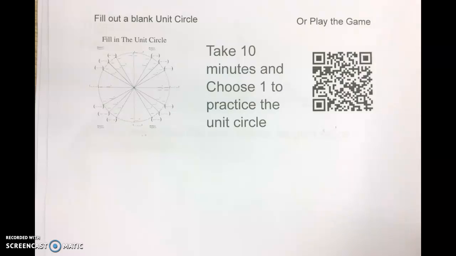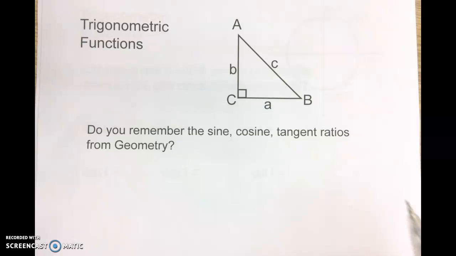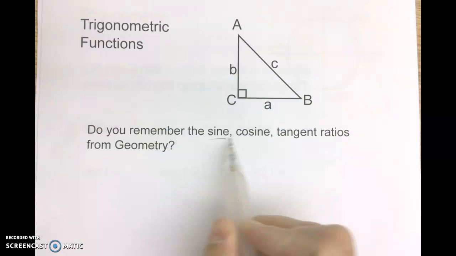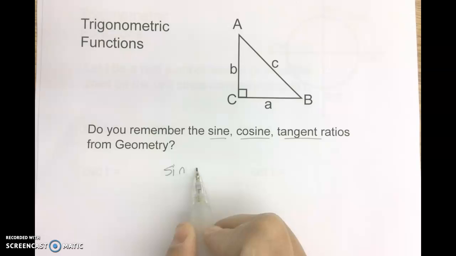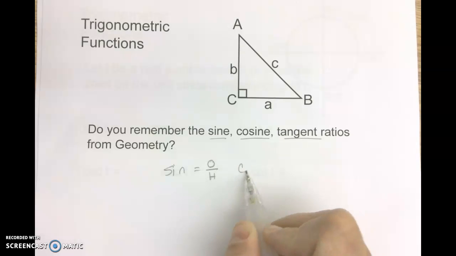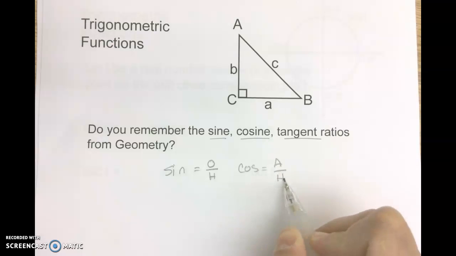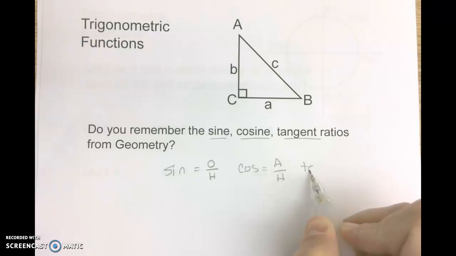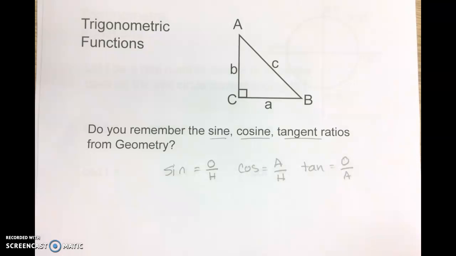You can print it out as many times as you want, and you can play the game as many times as you want. Anyway, for today we're going to be doing the trigonometric functions. We remember sine, cosine, and tangent. Sine is the opposite over the hypotenuse. Cosine is the adjacent over the hypotenuse. Tangent is the opposite over the adjacent.